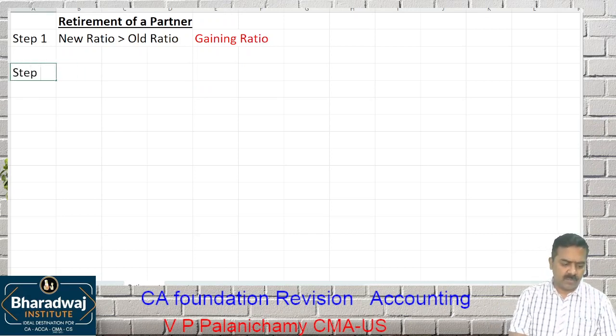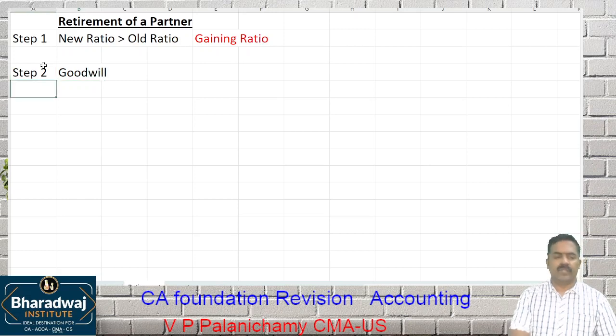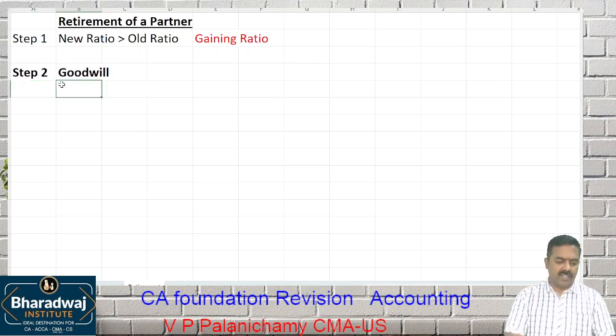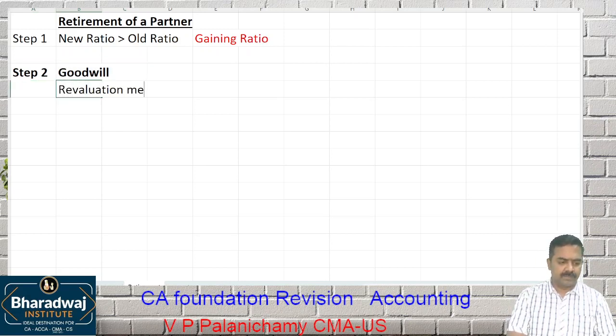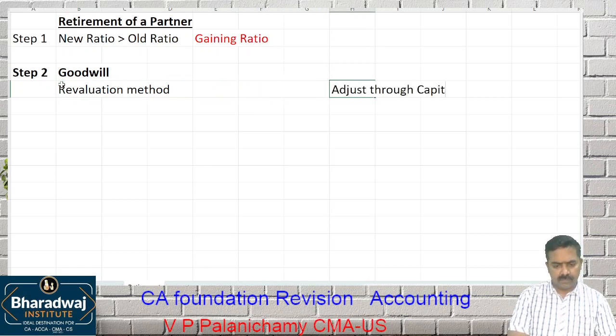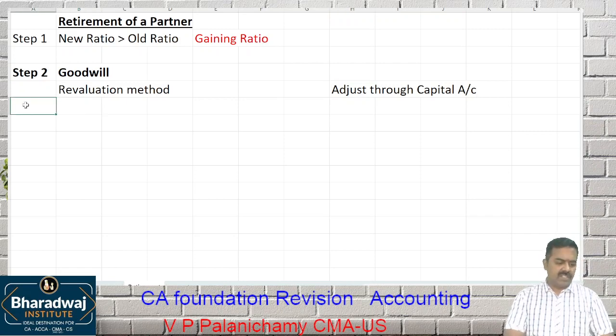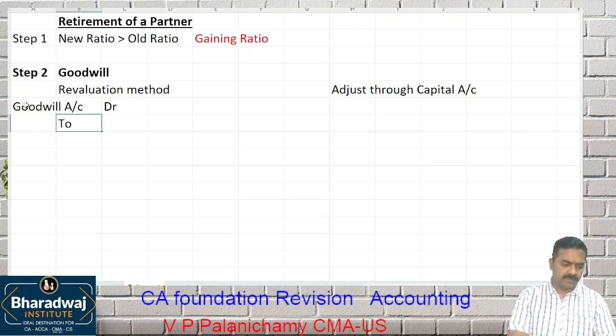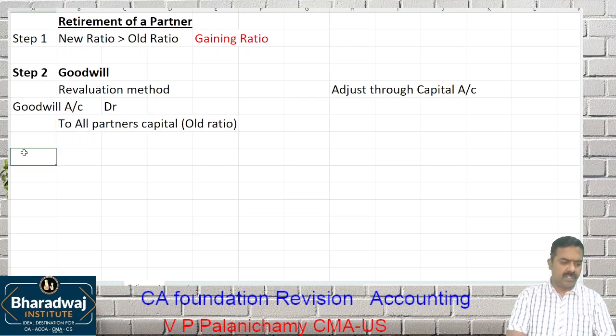So second step is which one? Adjustment for goodwill. See, goodwill compared to admission, retirement is a difference. We can follow the revaluation method, or we can adjust through which account? Okay, revaluation method. Simple. Goodwill account debit to whom? To old partners' capital, or you can use all partners' capital. In which ratio? Old ratio, right? Raise the goodwill in old ratio, write off to continuing partners.